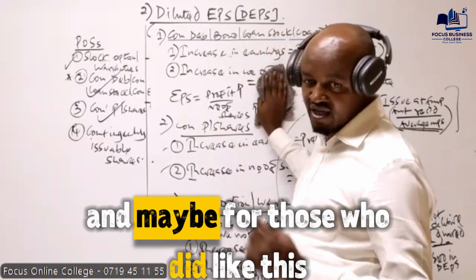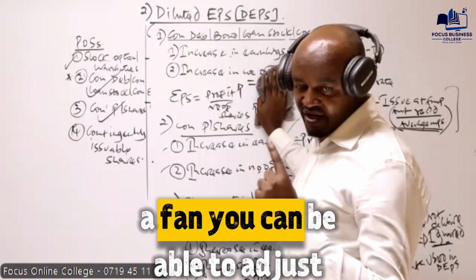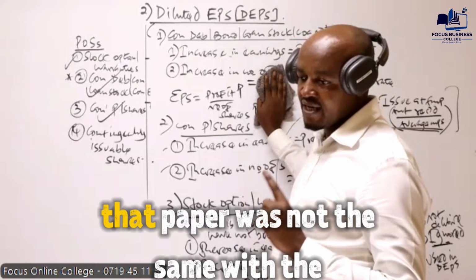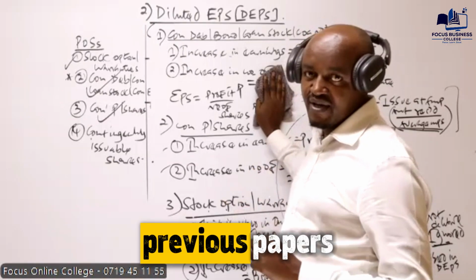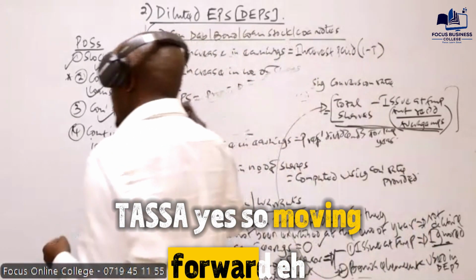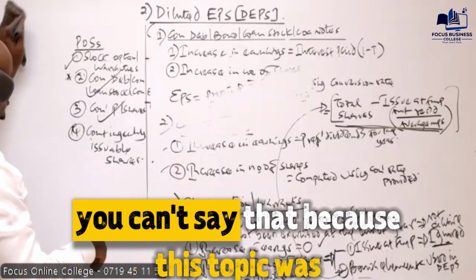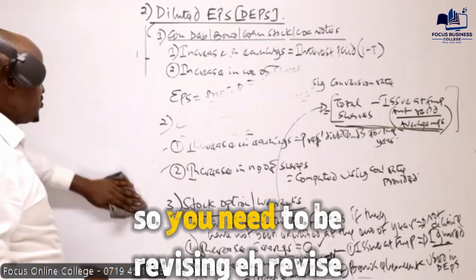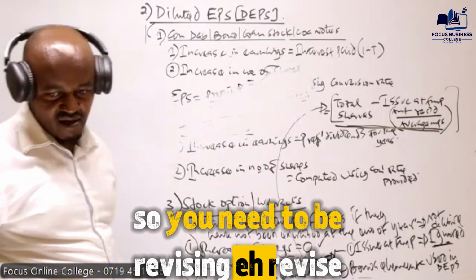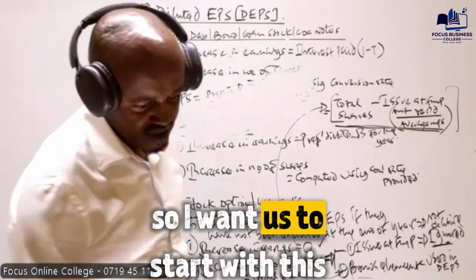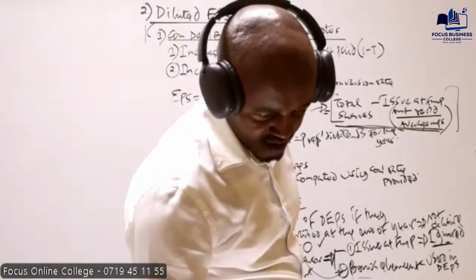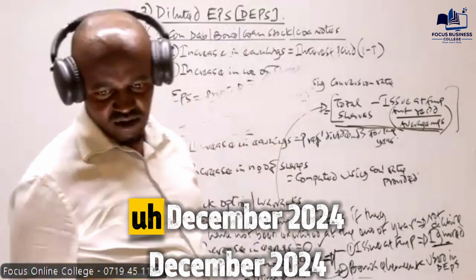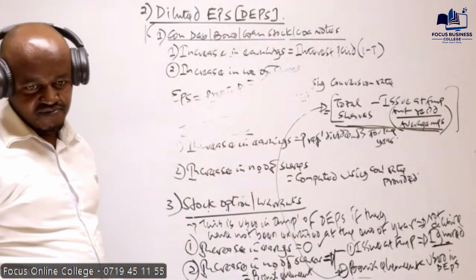And maybe for those who did this paper, AFR, you can attest to that. That paper was not the same as the previous papers. So moving forward, you can't say that because this topic was there, it will not be tested. You need to be revising all topics. So I want us to start with this question here, December 2024.